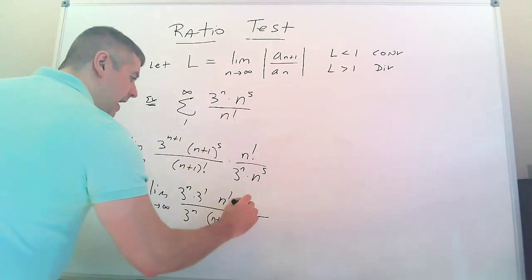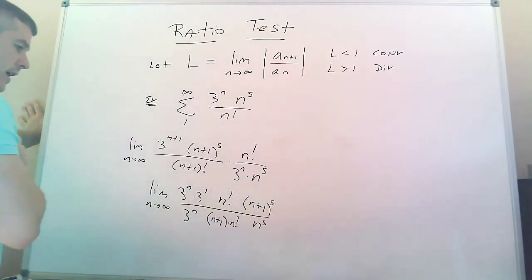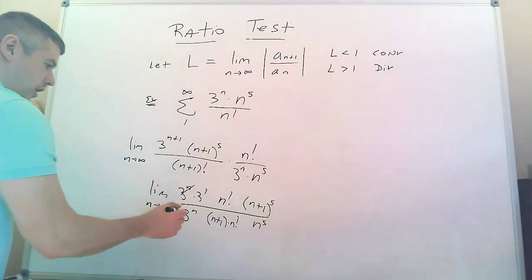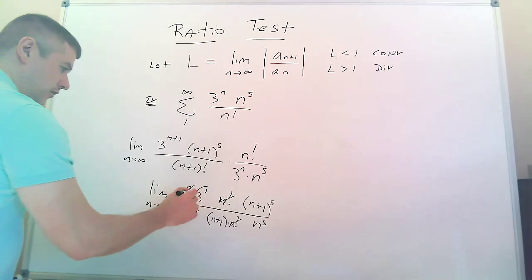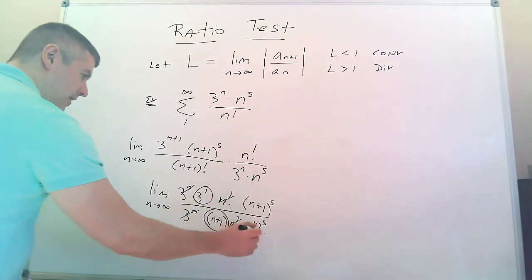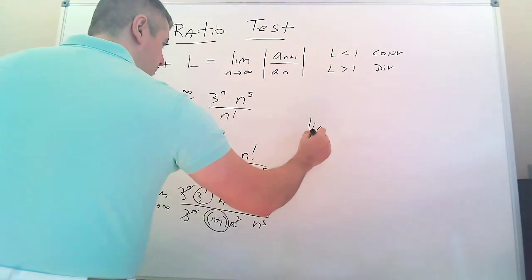And now at the end, I have this. I have n plus 1 to the 5th power, and I have n to the 5th power. This is how I'm splitting it apart. These are going to cross out. These are going to cross out. This is the whole point. This is left over, this is left over, and this is left over. But I want to discuss that on the side.